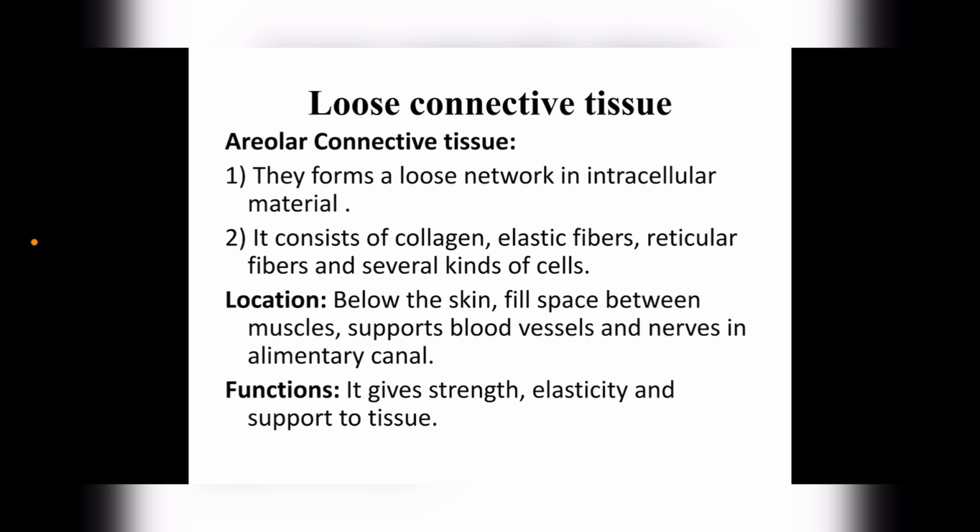First, loose connective tissue, that is areolar connective tissue. It forms a loose network in the intercellular material. It is made up of collagen, elastic fibers, reticular fibers, and several other kinds of cells. It is mainly located below the skin, as well as filling free space between the muscles, and it also supports the blood vessels and nerves in the alimentary canal. Its functions involve giving strength, elasticity and support to the tissue.